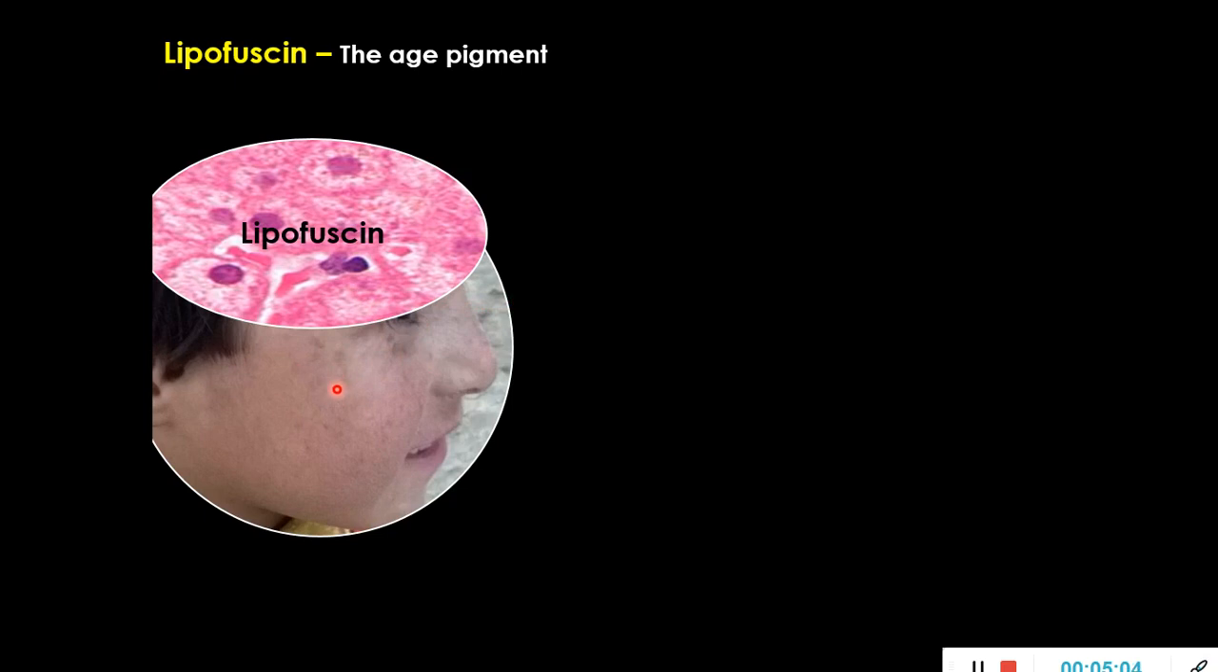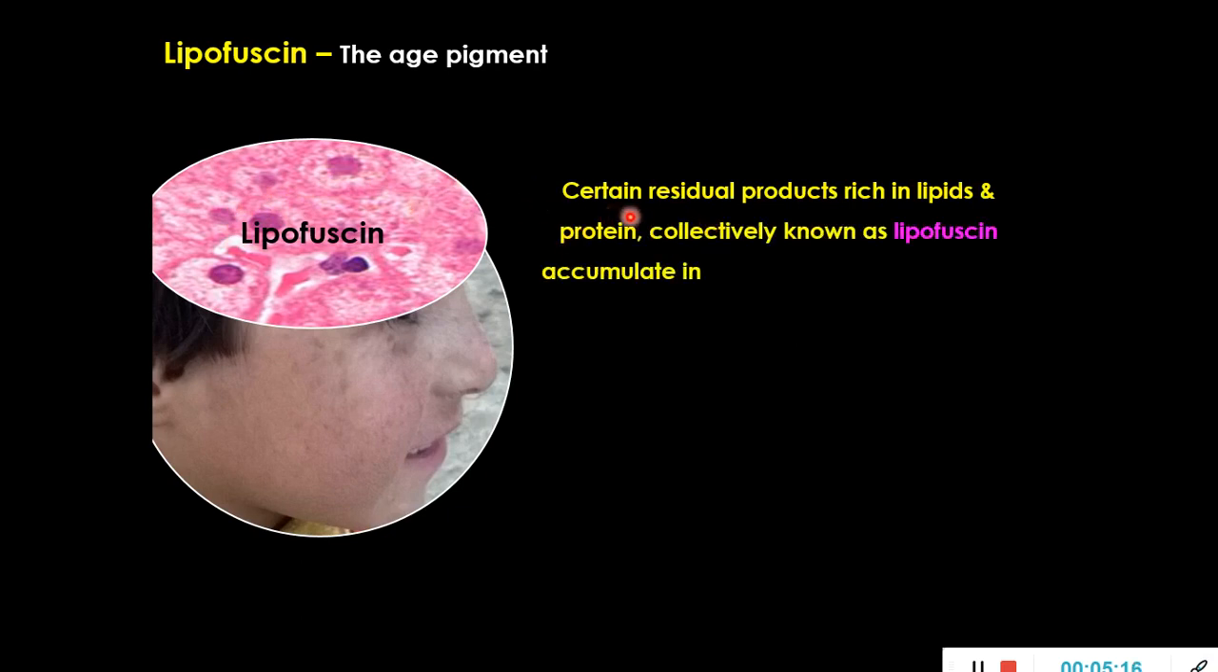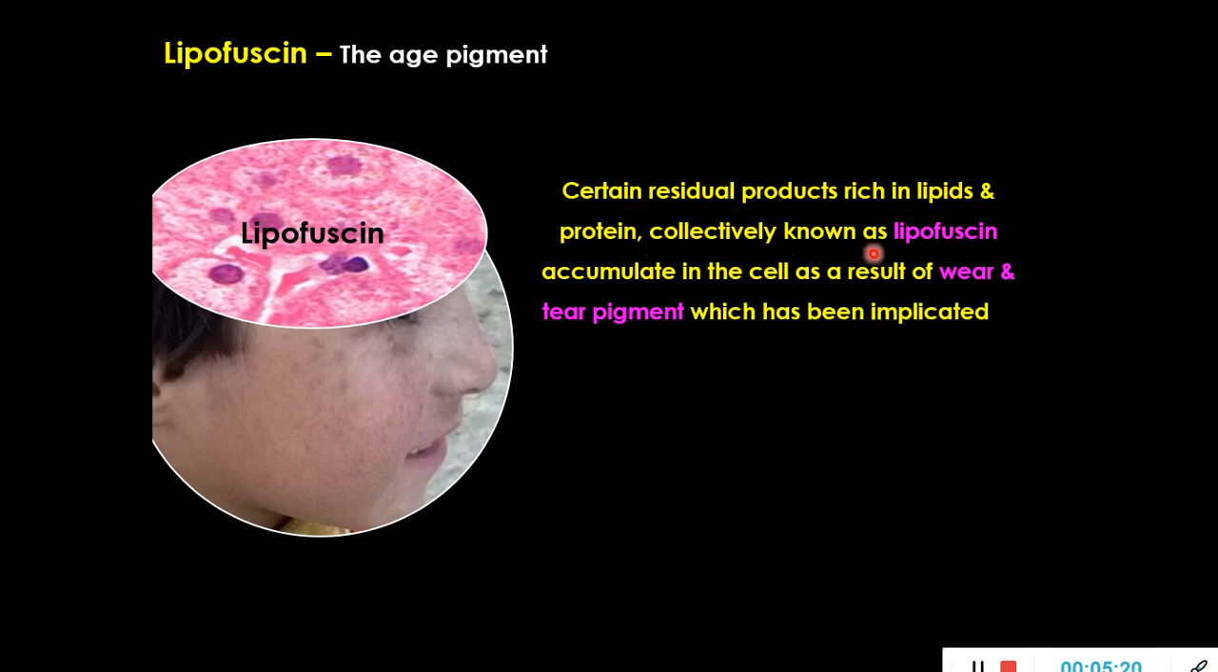There are some dark pigments you can see on the cheeks, and when we had a biopsy, we observed some dot-like structures, dark pigmented bodies. These pigmented bodies are in fact residual bodies, residual products rich in lipids and proteins, collectively known as lipofuscin. These bodies accumulate in the cell as a result of wear and tear, and this pigment has been implicated in the aging process.